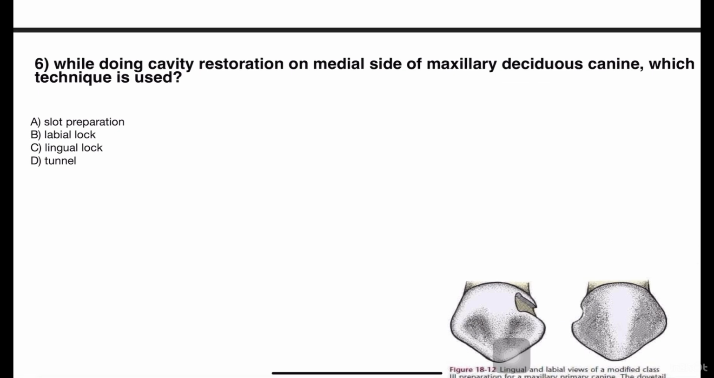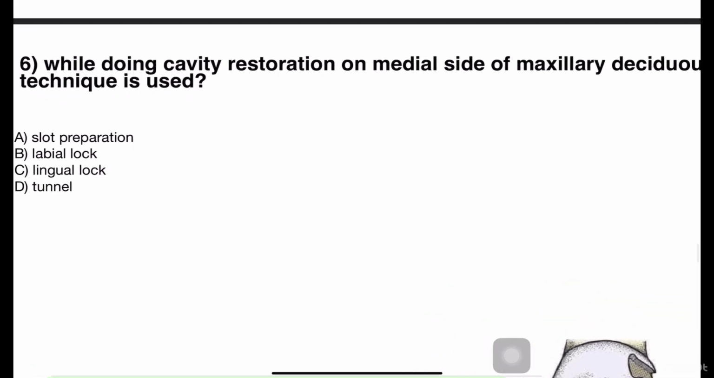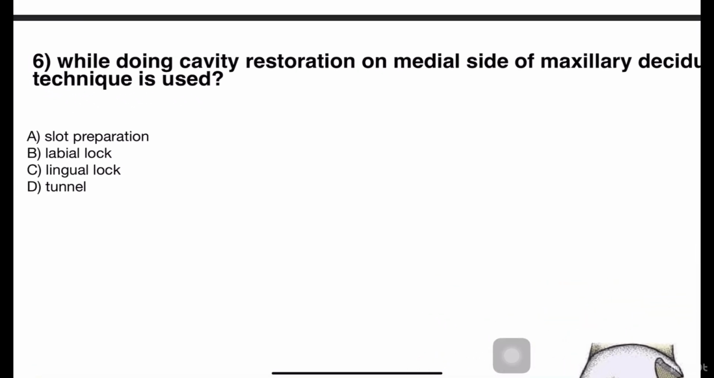While doing cavity restoration on the mesial side of the maxillary deciduous canine, which technique is used? Here it is given mesial side of the maxillary deciduous canine. So first, it is given maxillary. The options are slot preparation, labial lock, lingual lock, or tunnel. Here we cannot go for labial lock, because as it is a maxillary tooth, aesthetically it will be unpleasant. So we will go for lingual lock.